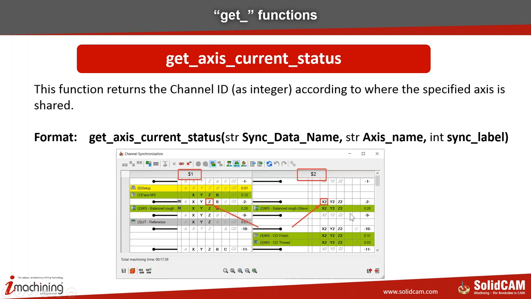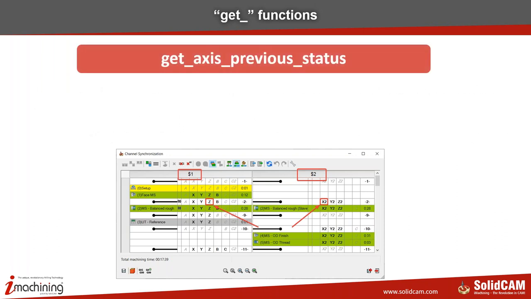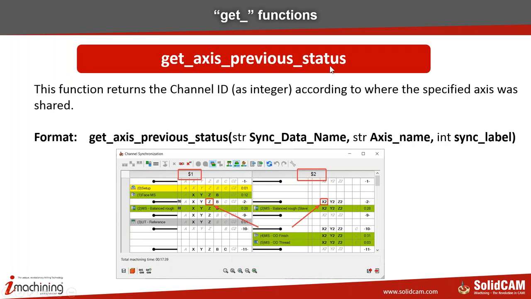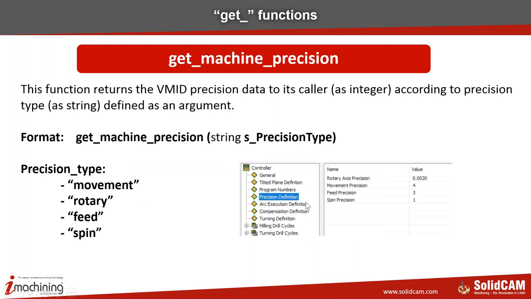And this is also very viable for the same reason that I said, because some axes can be shared within the channels. In this case, it is very important that you recognize that on the label level and print out the codes that are necessary for that particular node. For get axis previous status, it's the same thing, you just receive where it is. If it's two, then you will receive the information about the previous one. Okay. I never used that particular one, but somebody might find it useful.